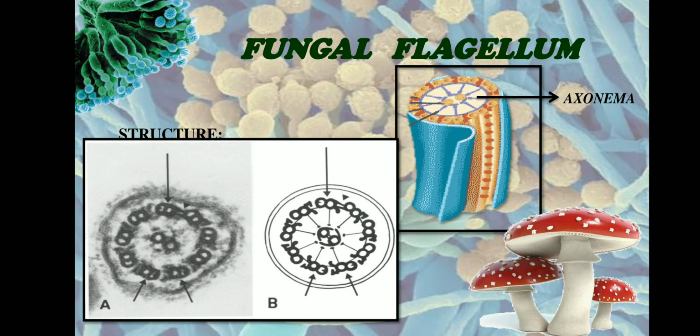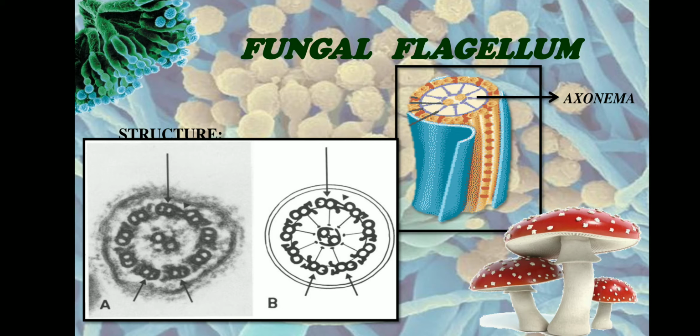The fungal cell has a flagellum. Now this flagellum could be present at the anterior end or at the posterior end. Sometimes the reproductive cells will have only one flagellum. Sometimes they might have 2 to 3 flagella. Let us look into the structure of a fungal flagellum.